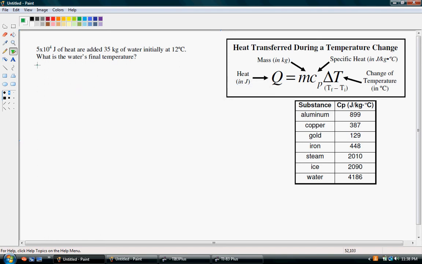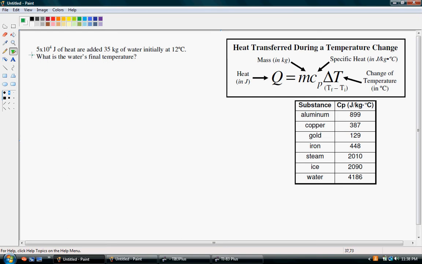Hi, so here we have 5 times 10 to the 4th joules of heat, and it's added to 35 kilograms of water initially at 12 degrees Celsius. And it wants to know what is the water's final temperature. So you're going to use the equation here. We know that in the context of this question, we're not going through any kind of phase change, so for right now we're just going to use the heat transferred during a temperature change equation.